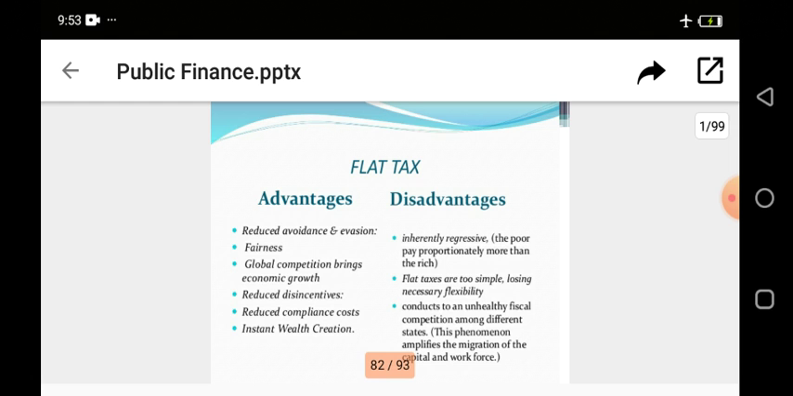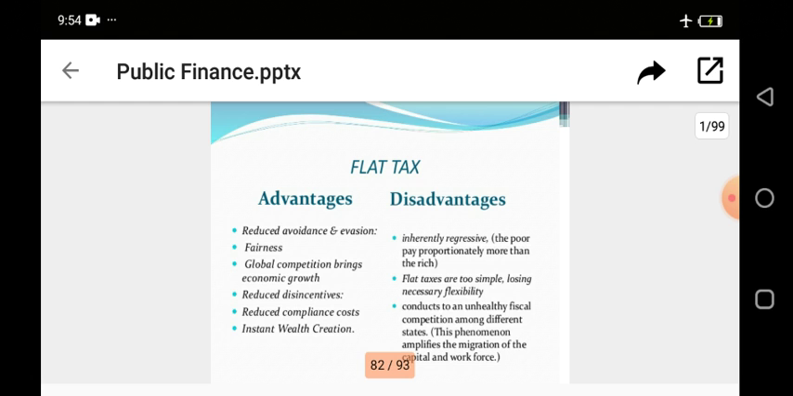Number one, because it's a flat rate tax, people will want to pay. So it reduces what we call tax avoidance and evasion. Now, some people believe it is a fair tax because it's in percentage. So if you are earning 10,000 naira, you just pay 10%. If you're earning 30,000 naira, you just pay 10%. Globally, it leads to healthy competition, which brings about growth. It also reduces what we call disincentive in a country. The costs of compliance to get the taxes are reduced because people will be willing to pay, and that will go a long way in creating wealth.